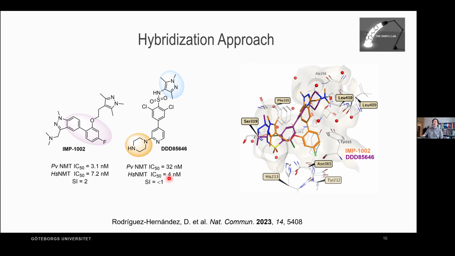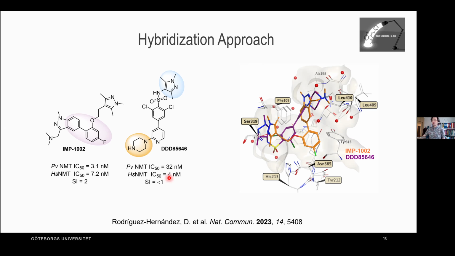This picture, that NMT inhibitors have low selectivity but high potency, is also true for other parasitic targets that people have developed NMT inhibitors for. So the current state of the field is: yes, we can make potent compounds, but the selectivity is far from optimal.